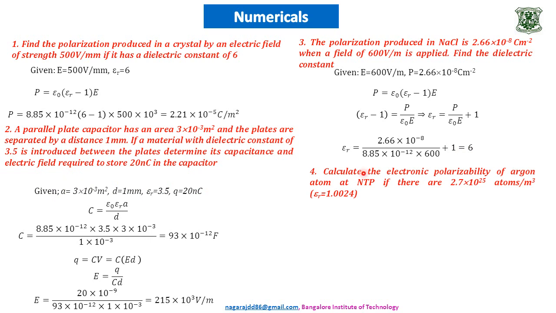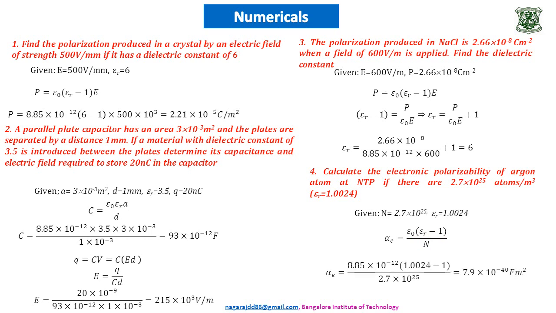Next question, calculate the electronic polarizability, that is alpha E of argon at NTP if there are 2.7 into 10 power 25 atoms per meter cube. So number of atoms per meter cube given and of course dielectric constant given, we have to find out alpha E. So the data is listed like this. Think of the equation for alpha E. It is epsilon naught into epsilon r minus 1 divided by n. Once again direct substitution, and after simplification I get alpha E as 7.9 into 10 power minus 40 farad meter square.